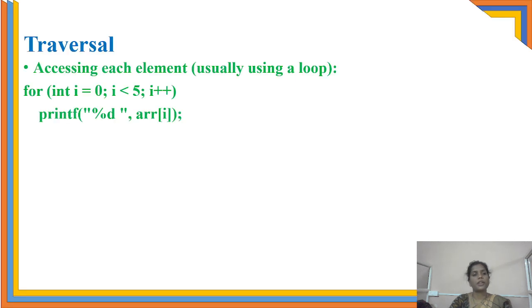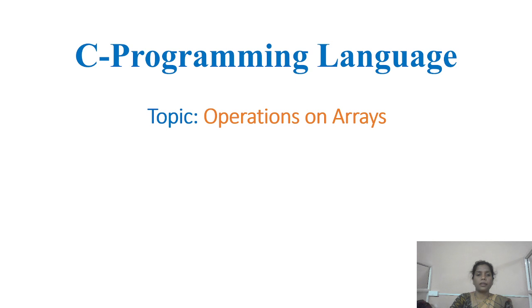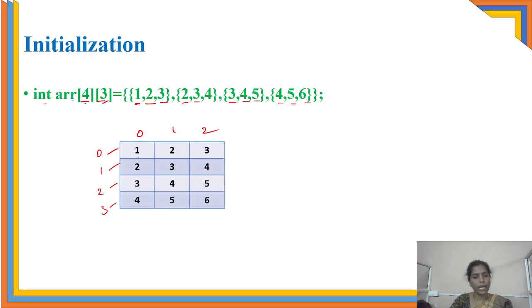Next, operations on arrays. This is about arrays. We have seen first what is an array. It is a collection of homogeneous elements, and how to read elements into an array using a for loop, how to print elements of an array using a for loop, and types of arrays. We have two-dimensional arrays, multi-dimensional arrays. In two-dimensional arrays, we will be having rows and columns like matrix form.